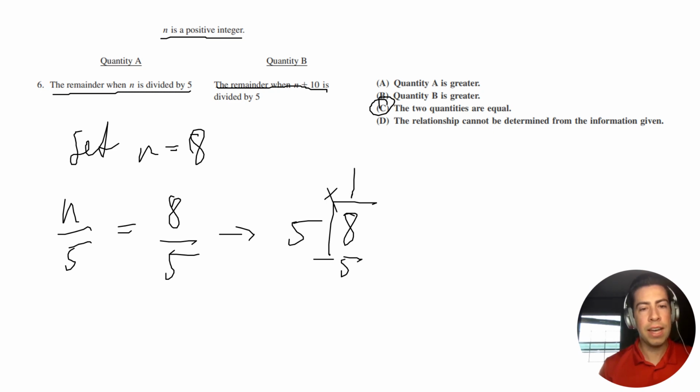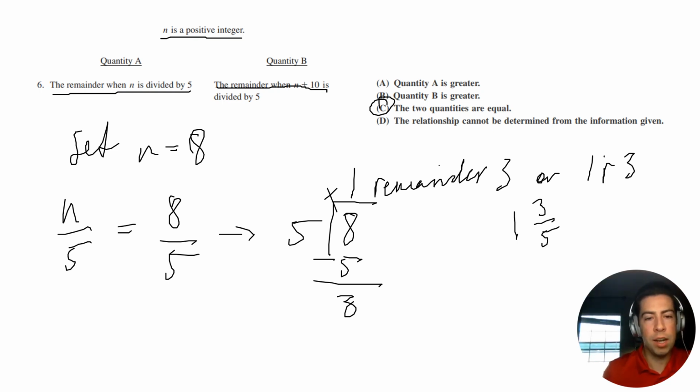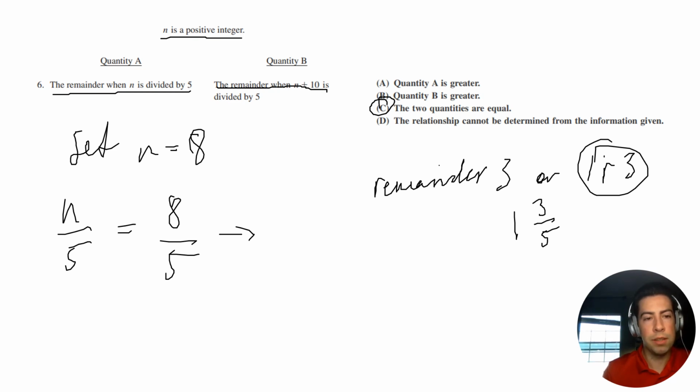We're going to multiply it by 5, and I'm going to get 3. So I'm going to have 1 remainder 3, or 1R3. Another way that you could write it is 1 3/5, but we're just going to keep it simple using this notation right here. All right, guys, so we got that our remainder is 3. So for the first one, the remainder is going to be 3.